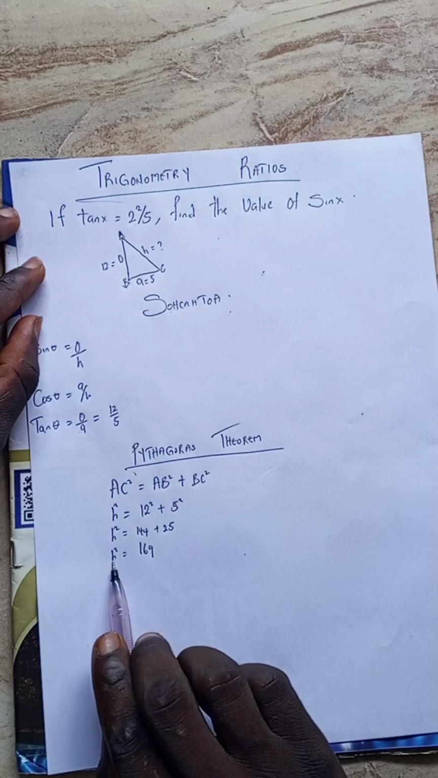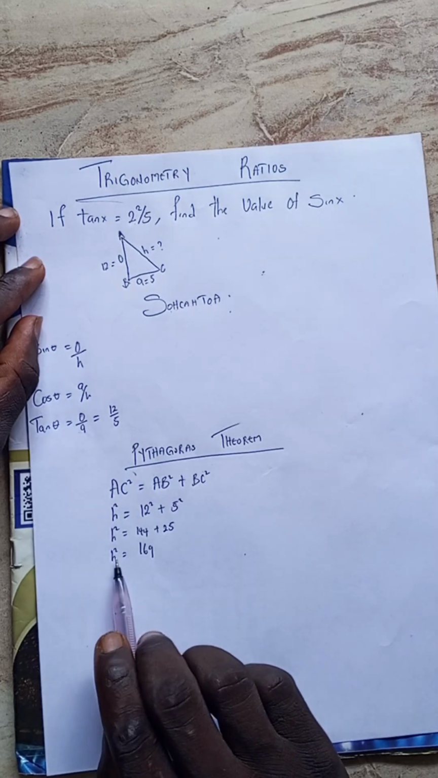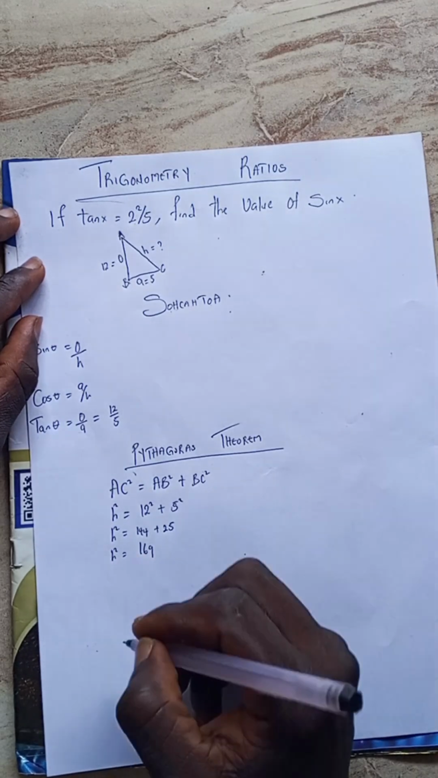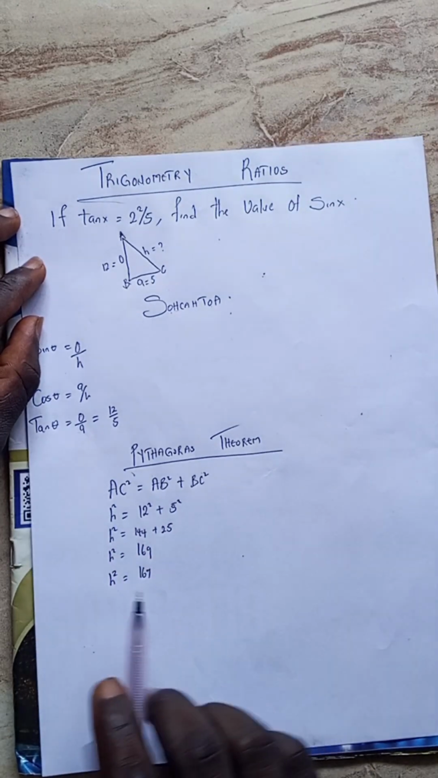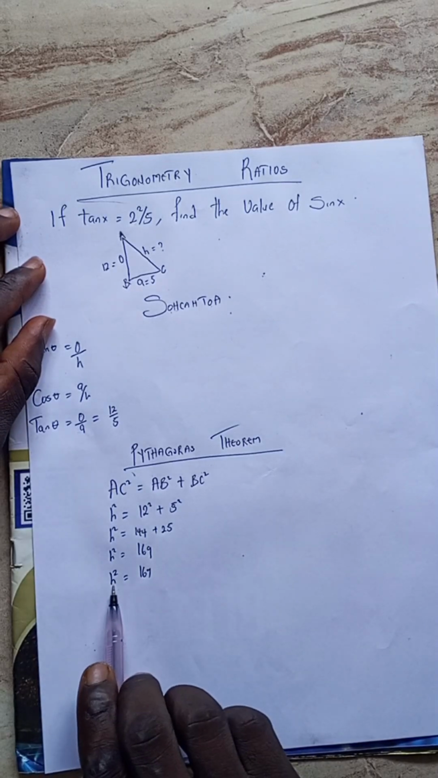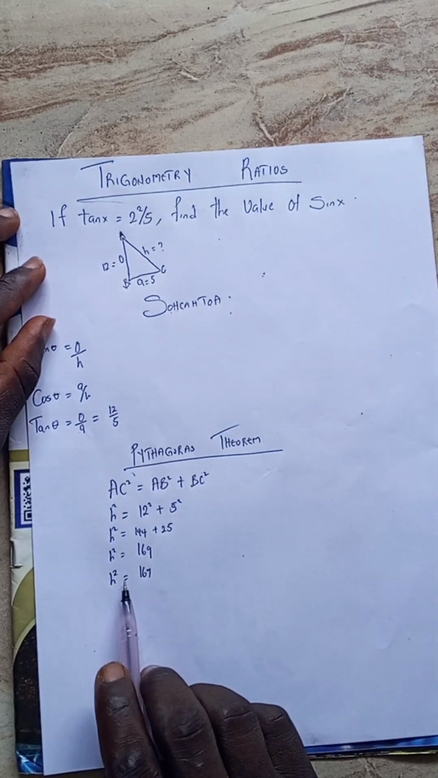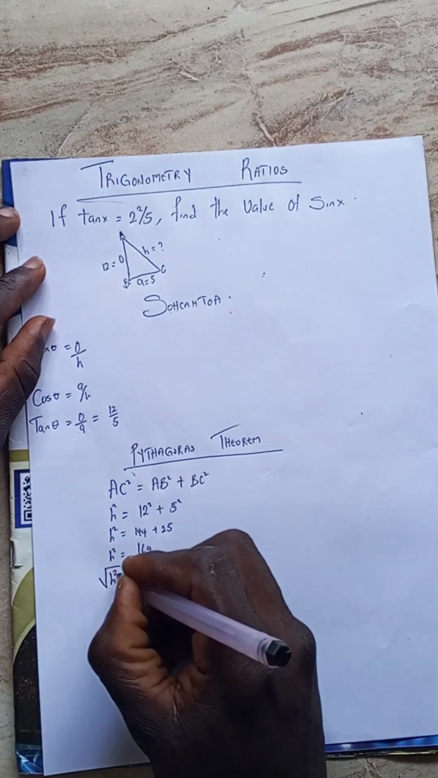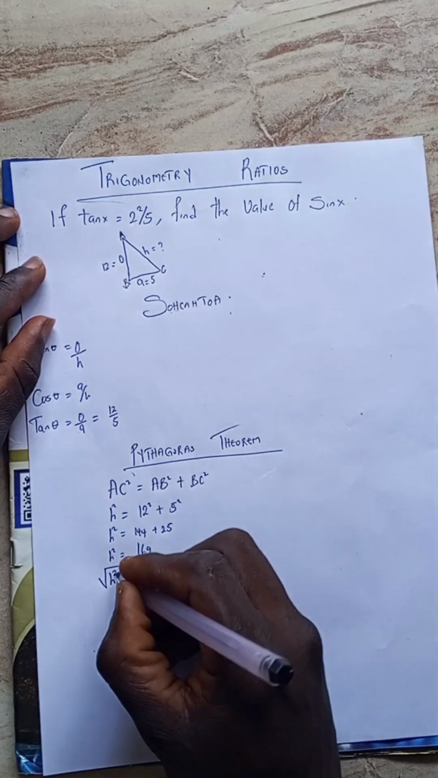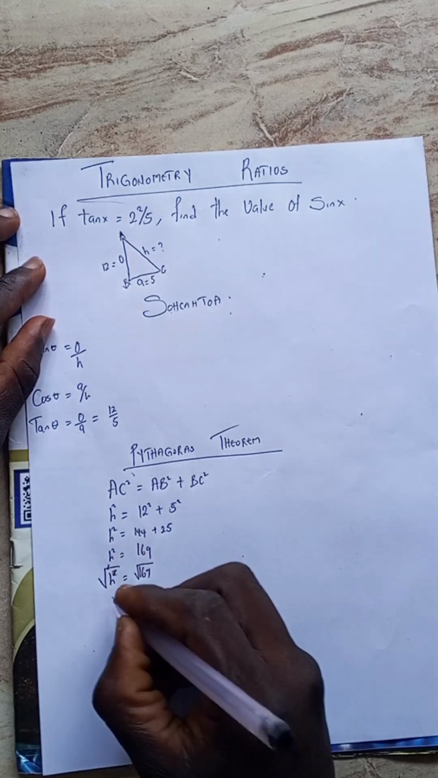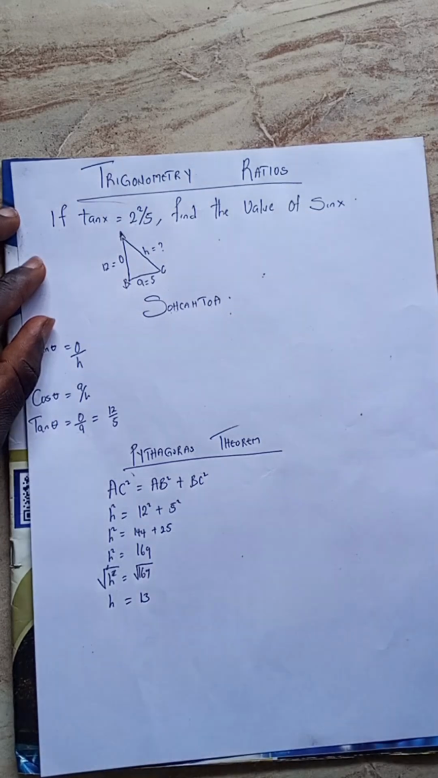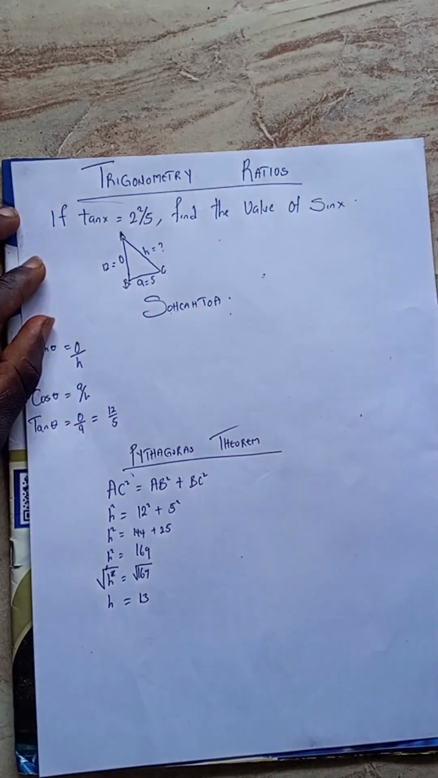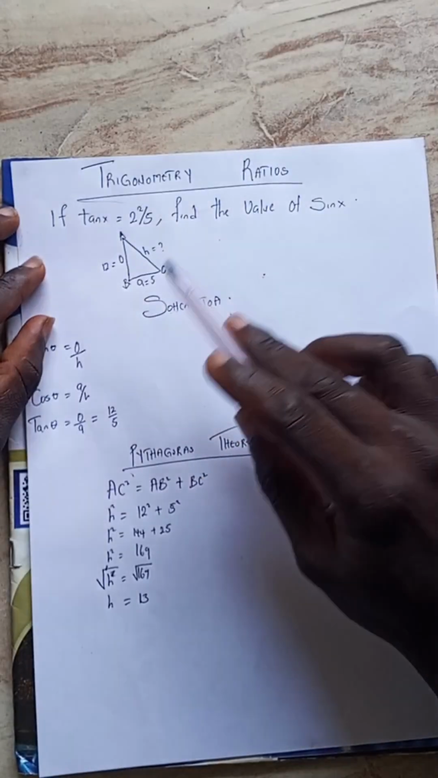So we want to make H the subject of formula, and we have a square there. What you do is square root both sides, so that the square and square root cancel. Then we have H equals square root of 169, that's 13, because 13 times 13 is 169. So that means our H is now 13. Now we can go back to the question since everything is complete.